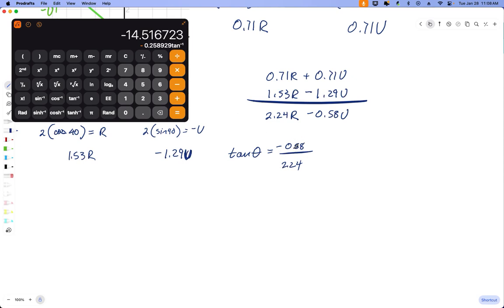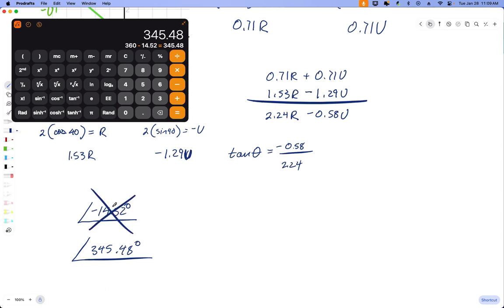So yeah, you could not put the negative sign on there, get the same result, but you want to give this in a different degree. So technically you could say negative 14.52 degrees, but you want to find that positive value. So you're going to say 360 minus 14.52. That's going to be your positive value, 345.48 degrees.